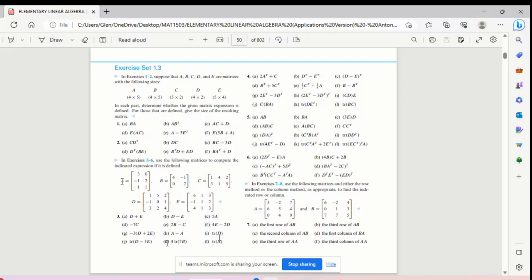Mohammed, number K. What did you get, brother? Yes, I got positive 168. Please talk to them. Okay, so first I multiplied 7 by each entry of matrix B. So the new matrix would be 28, -7, 0, and 14. Then I added the diagonal entries, 28 and 14, which gave me 42. Then I multiplied that 42 by 4, giving me 168.